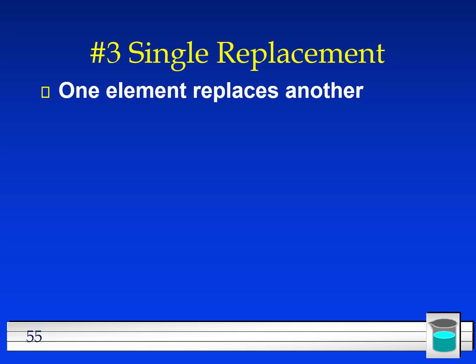So one element replaces another. That means I have to start off with an element by itself if it's going to do the replacing, and I have to have something to replace it in. So I need a compound. So my reactants are going to be an element and a compound.